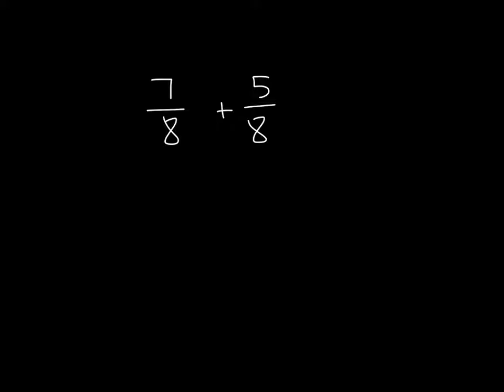Okay, one more example here. 7 plus 5 is 12. Keep our common denominator 8. Now that can be reduced. 12 and 8 can both be divided by 4. That gives me 3 over 2.